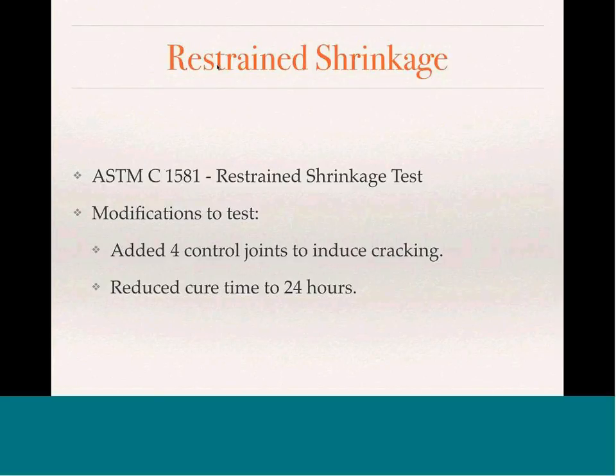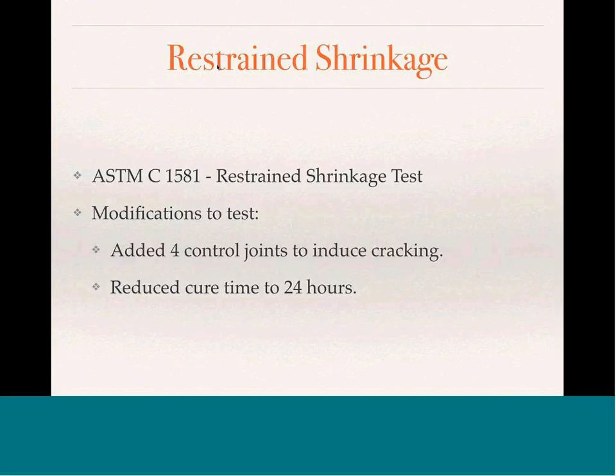So, restrained shrinkage. You've heard various presentations before. The restrained shrinkage test, without going into too much detail, based on the ASTM, there's a steel ring on the inside. We have strain gauges for the strain on the ring. Outside of the ring, we cast concrete. As the concrete shrinks, it puts compression on the ring. The strain gauges measure the compression, and we turn it into a microstrain value to determine how much shrinking.